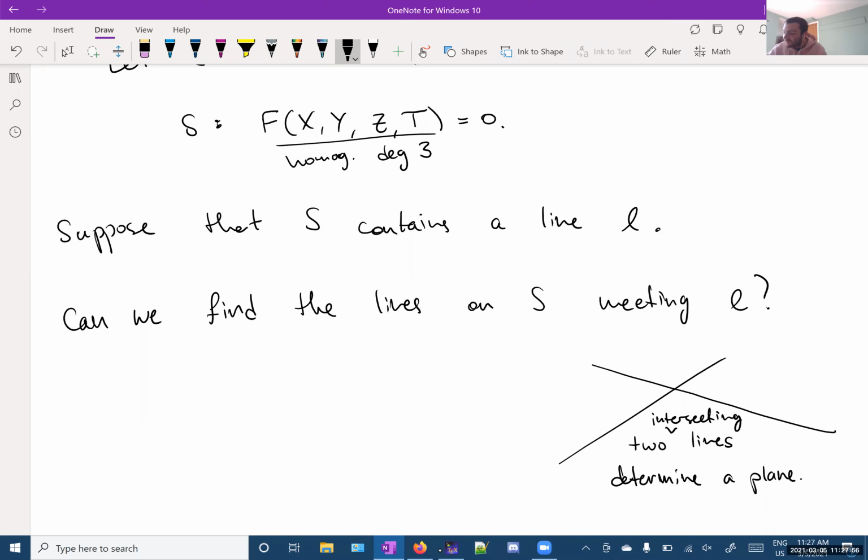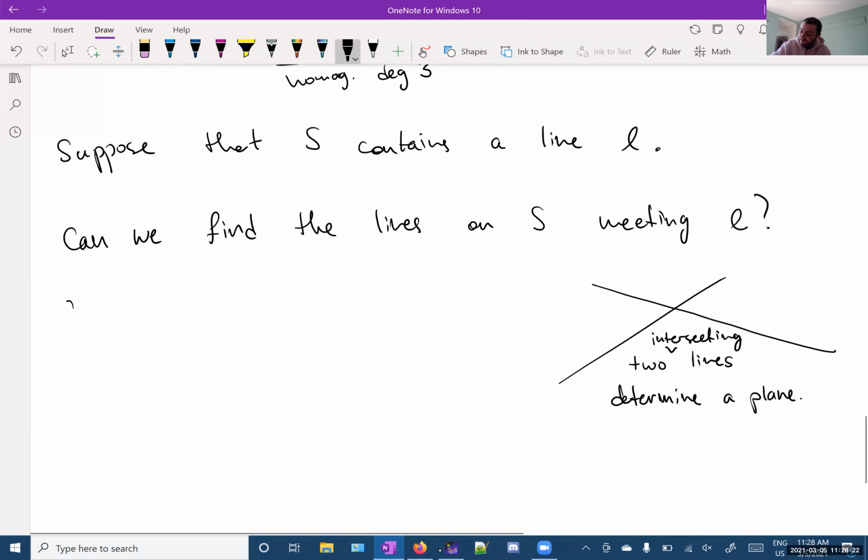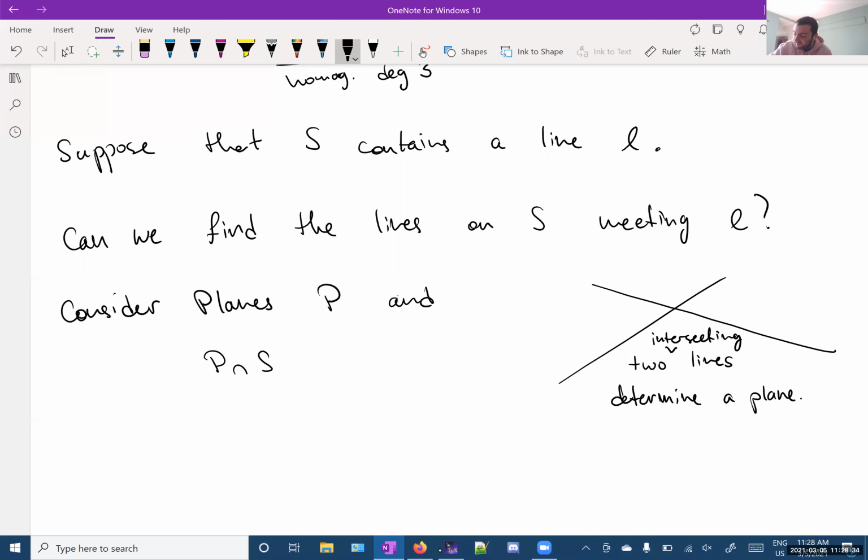So what that means is that if I take planes containing L and I cut S with these planes, I should be able to detect the other lines meeting L, right? They'll be contained in these planes. All right, so because of this, we're going to consider planes P and the intersection P intersect S.